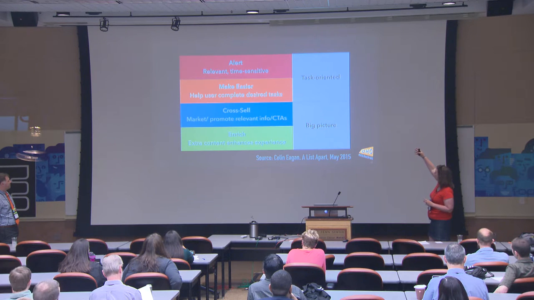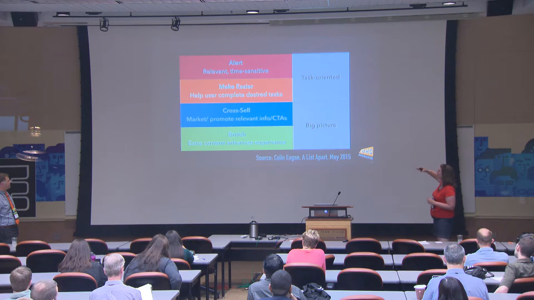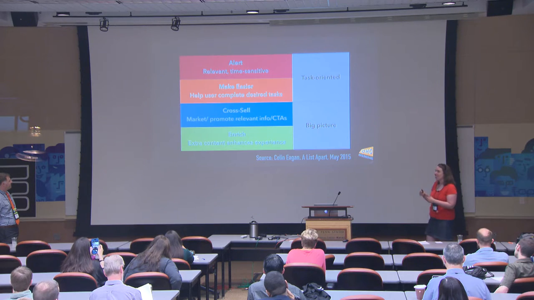There's sort of the task-oriented content, then the big picture stuff. And the task-oriented content is content that can alert me. It's relevant, it's time-sensitive. Then there's content that makes certain tasks easier. Then for the big picture content, it's the cross-sell. How can I market and promote relevant calls to action or information? Then there's the enrichment. It's extra bonus content that really enhances my experience.